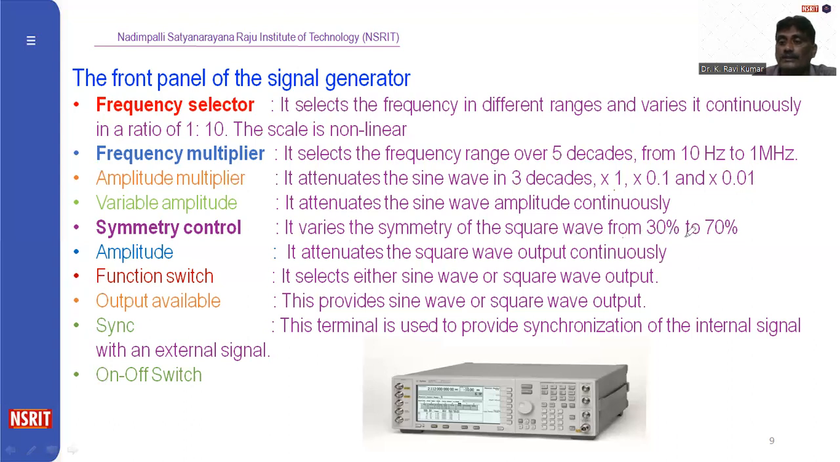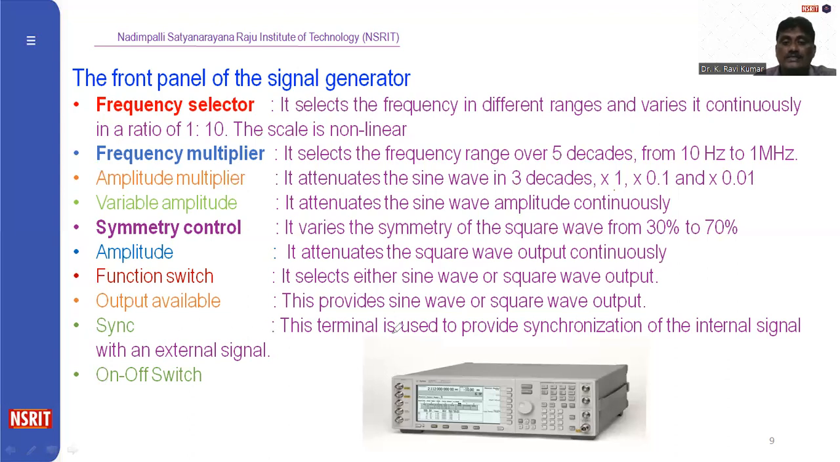from 30% to 70%. The amplitude knob attenuates the square wave output continuously. The function switch selects either the sine wave or square wave output. When you rotate the function switch, if you need a sine wave, rotate it to sine wave. If you need a square wave, you have to switch it to the square wave output. The output variable provides the sine wave or square wave output.